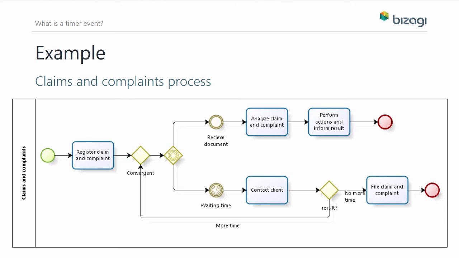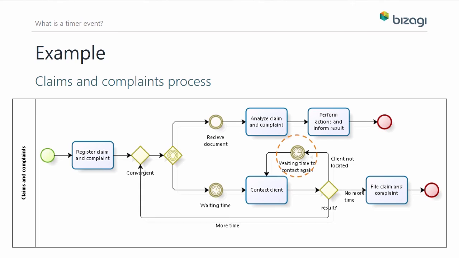Consider the following diagram. Is this in accordance with the business situation? In this case, if the client is not contacted, a further call is made after a certain period of time, which is modeled by a Timer Intermediate event.